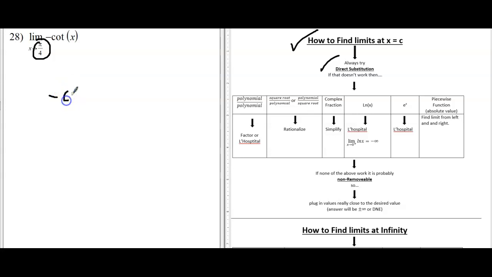So the first thing I want to do is just say, well, hey, maybe it just happens to be continuous at that point. And if it is continuous at that point, then I can really just find the limit by plugging the number in. And let's see if that works.